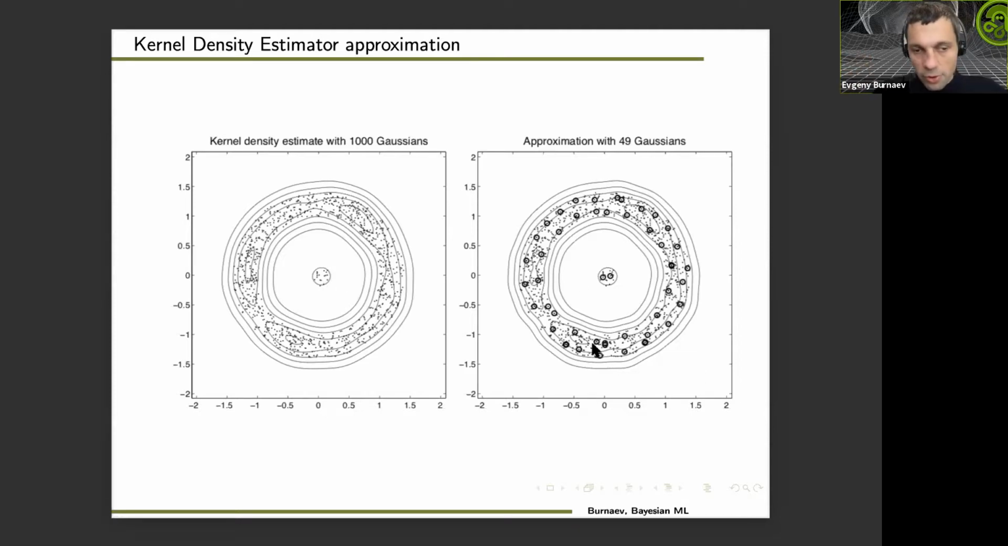On the right, you see the result. The sample size here is 1000. In each point of this sample we put a kernel, and computationally the model is quite inefficient. But using the relevance vector machine concept, we can select only the 49 most relevant data points and put Gaussian kernels there, and that's it. We sparsely approximate the kernel density, and the computation is very efficient. Any questions, guys?